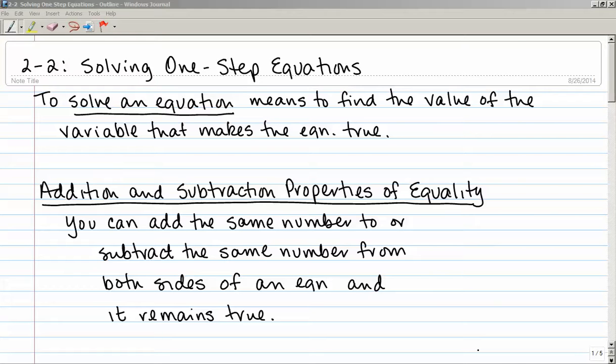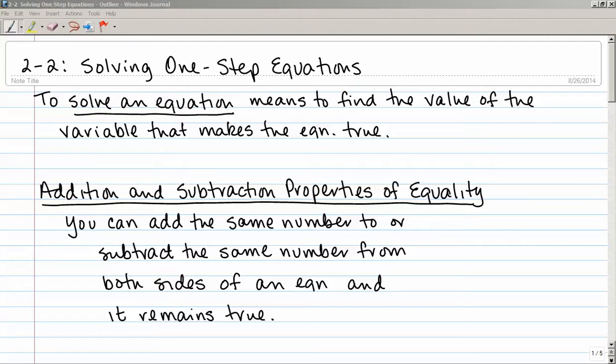Section 2.2 is on solving one-step equations. To solve an equation means to find the value of the variable that makes the equation true. Basically, we're going to be finding x. We need to turn the equation into x equals some number. To do that, we're going to use a couple properties of equality.